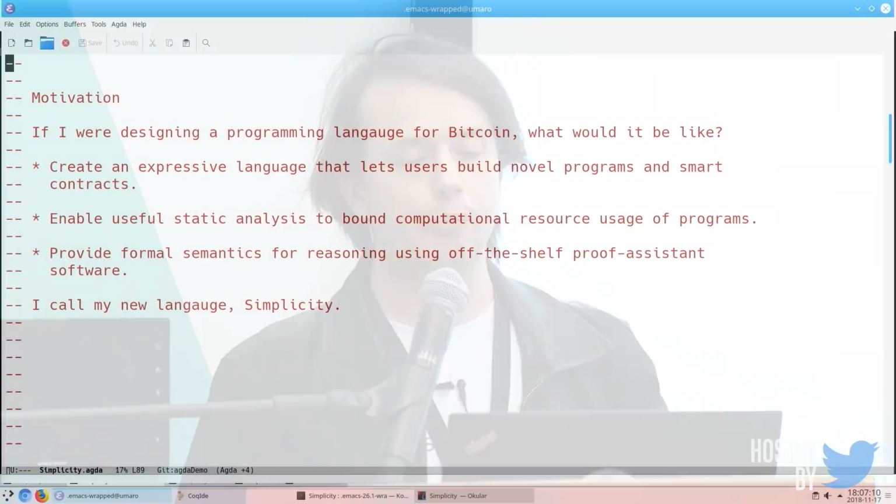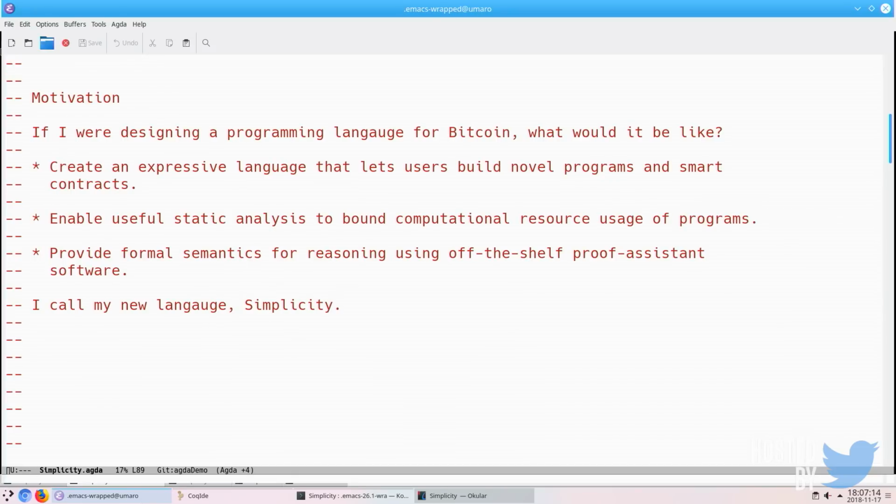So this is all a prelude to the motivation I have for developing a new programming language, right? If I were designing a programming language for Bitcoin from scratch, what would it look like, right? We want to create an expressive language that lets users build novel programs and these smart contracts in a flexible way, right? We want to enable static analysis to bound the cost of resources of programs, and we want to provide formal semantics for reasoning about these programs using an off-the-shelf proof assistant. So I call my new language Simplicity. And in this presentation, I'm just going to focus on the formal semantics of Simplicity and reasoning about Simplicity programs, to illustrate how that works.